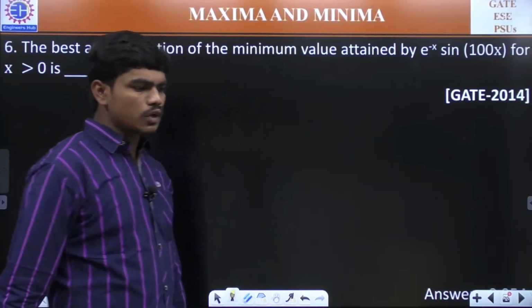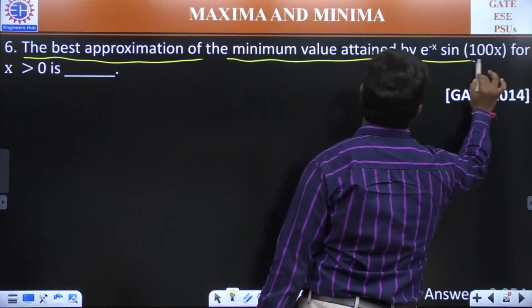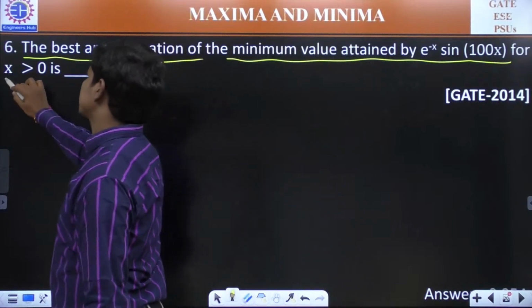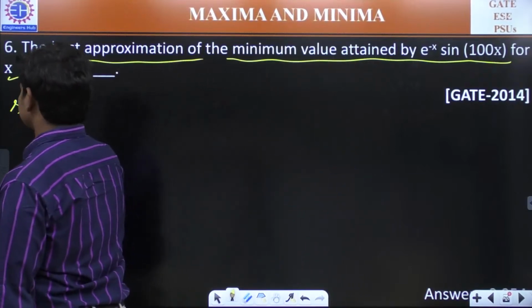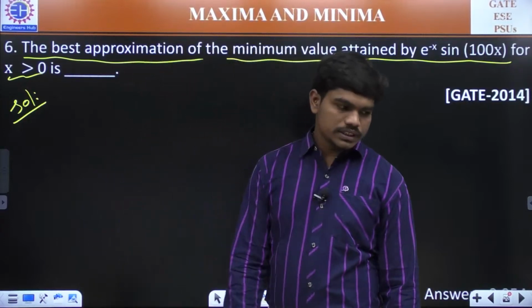This is a very good question. Try to solve this. The best approximation of the minimum value attained by e power minus x into sine of 100x for x greater than 0.